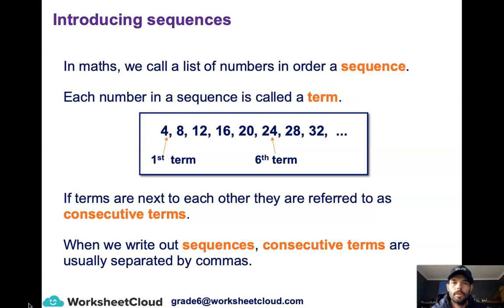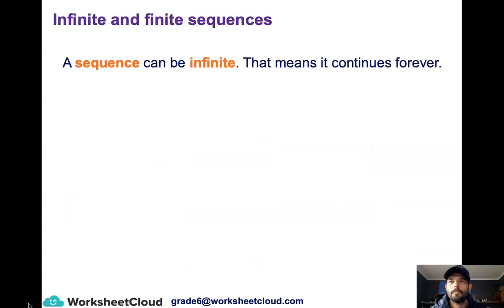So there's just a little bit of theory there for you to know and understand. So remember, a sequence is a list of numbers. The numbers in the sequence are called terms. Terms next to each other are consecutive terms, and terms are separated by commas.